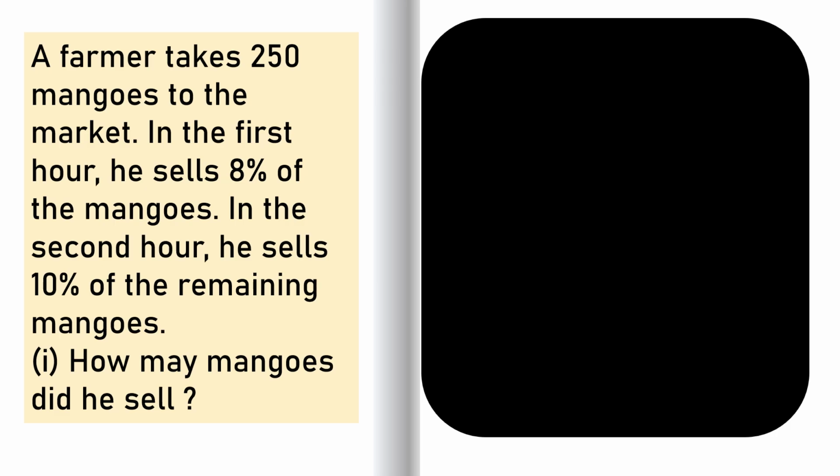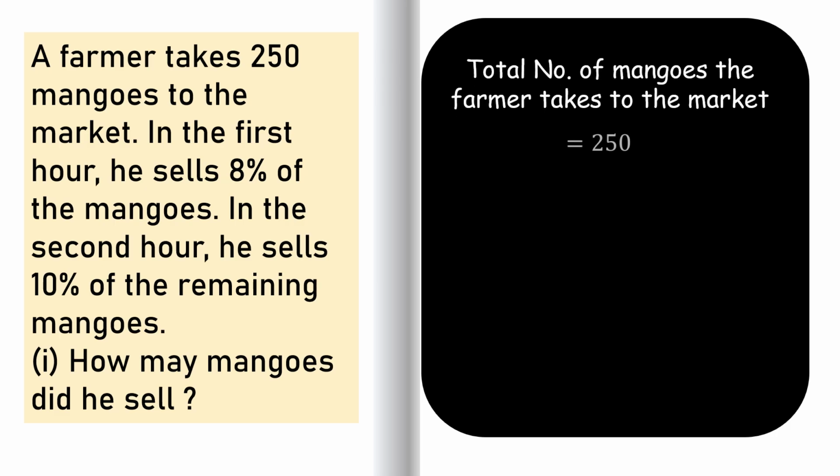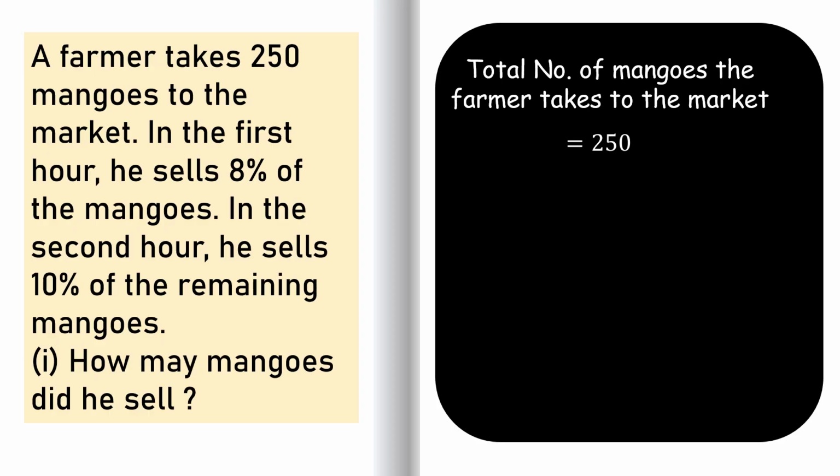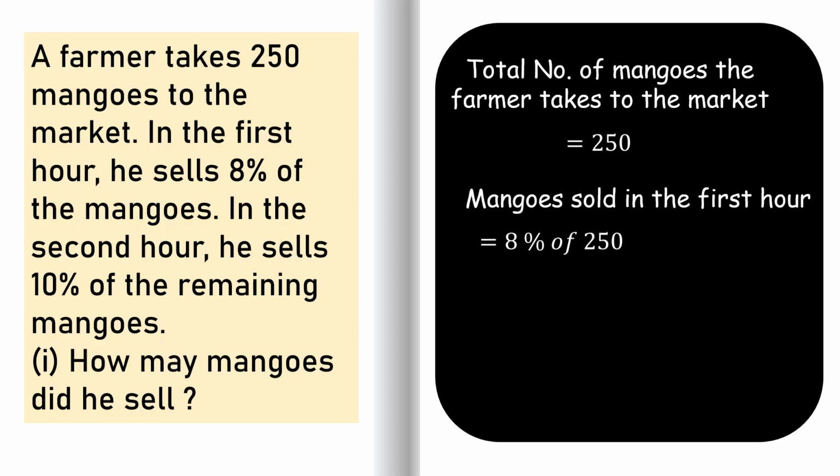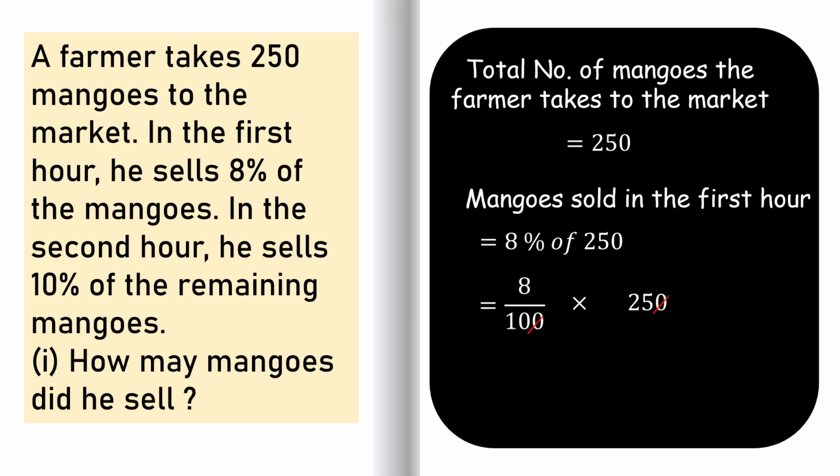Total number of mangoes the farmer takes to the market is 250. Mangoes sold in the first hour is equal to 8% of 250. We can write 8% as 8 over 100, then "of" in mathematics means multiply, and then we have 250. Let's do the cancellation. We can strike off these two zeros. 8 multiplied by 25 gives us 200. And then, again striking off these two zeros gives us 20.